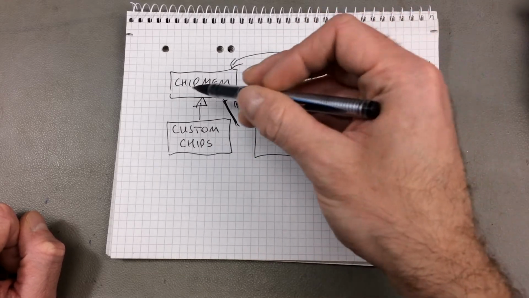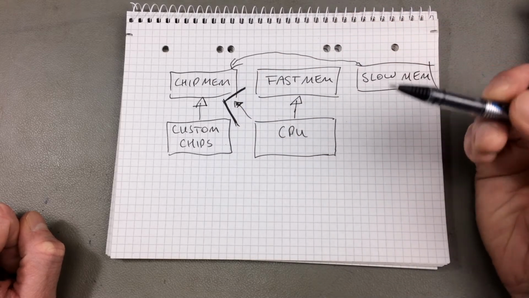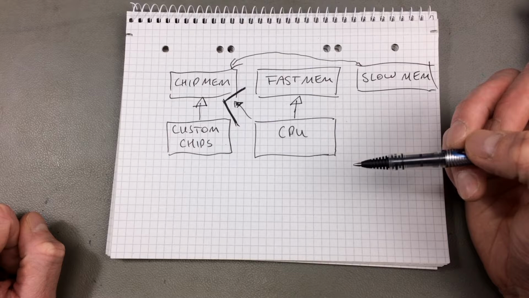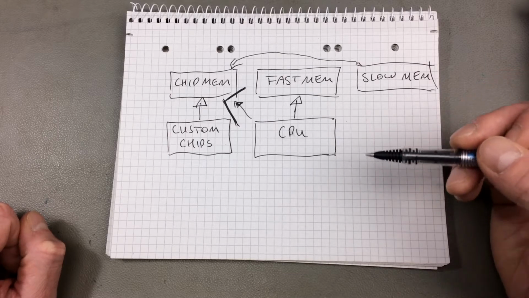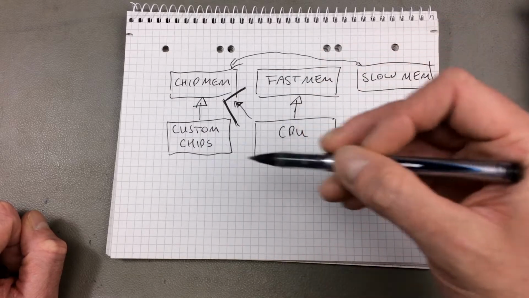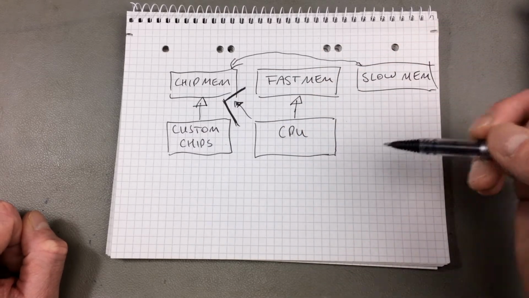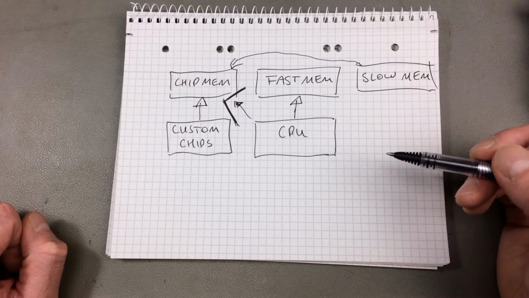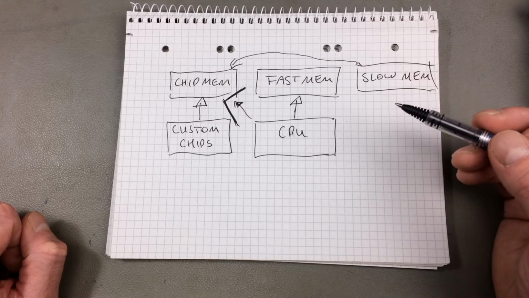So ideally you have a lot of chip mem and a lot of fast mem to have the system work as fast as possible. Hope this isn't too confusing for you. I'm a bit confused myself, so if I got something wrong, please correct me in the comments. There's a lot of information about this that is partially contradictory on the internet.